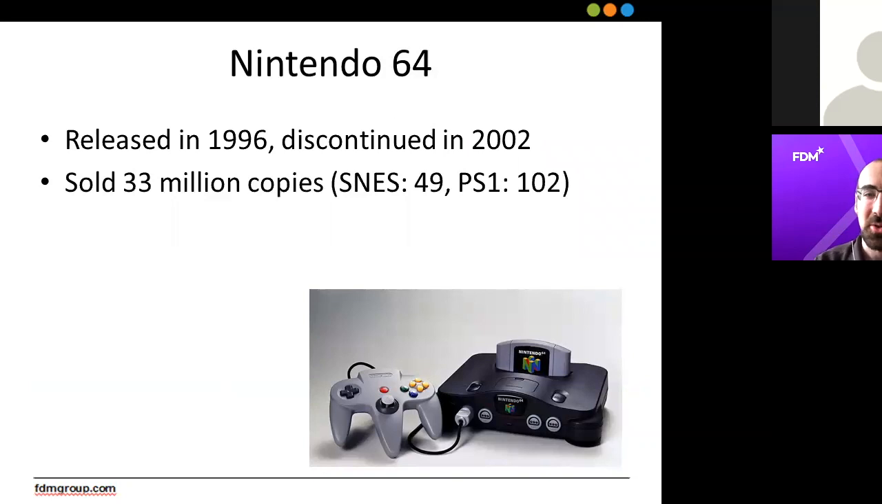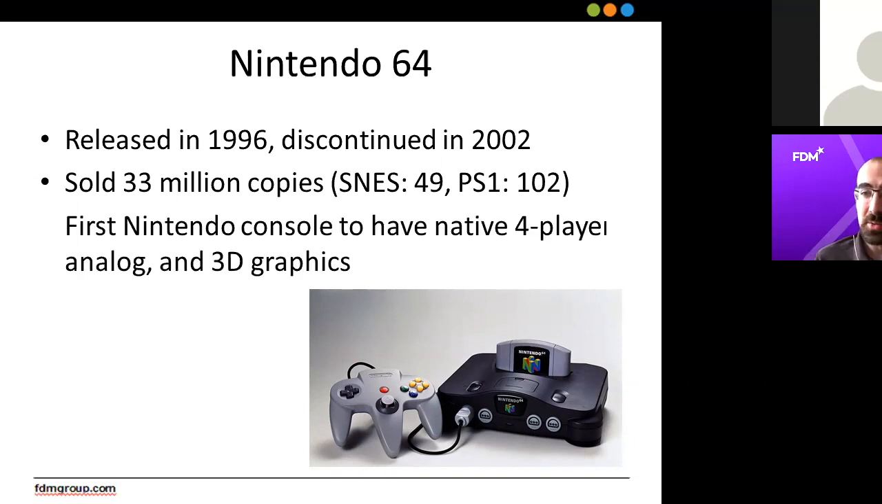The console sold 33 million systems itself, compared to its predecessor, the Super Nintendo, at 49 million. Its competitor, the PlayStation 1, 102 million, so relatively low. It was the first Nintendo console to have native 4-player, to have analog on the controller, and to have 3D graphics.